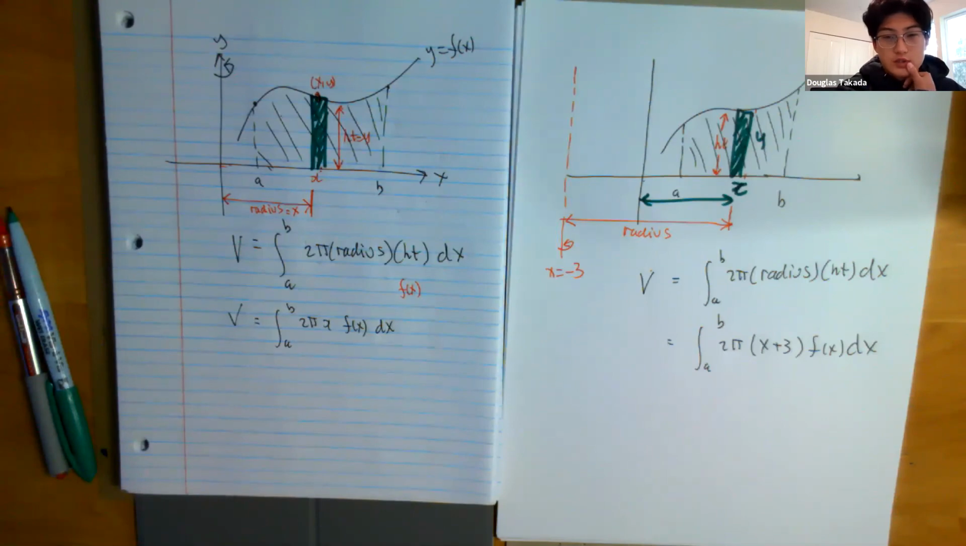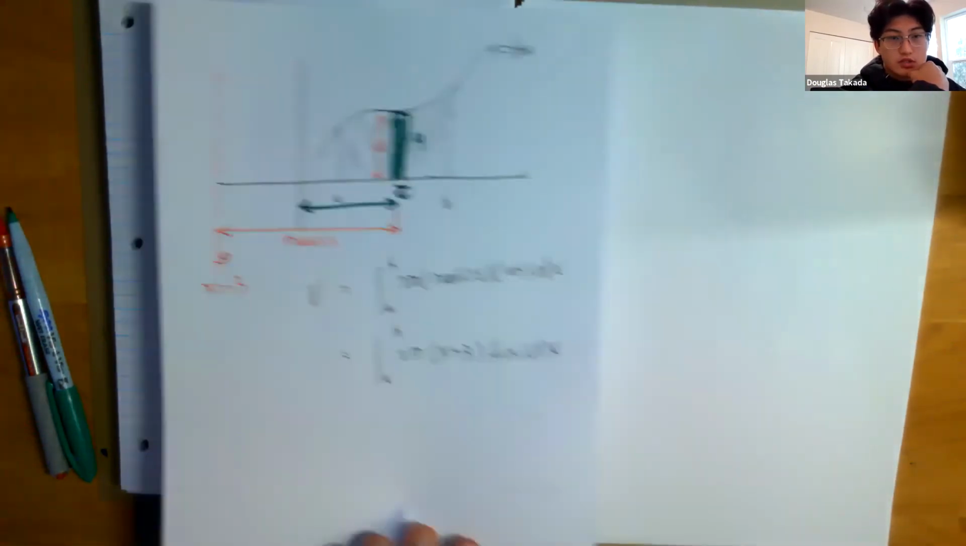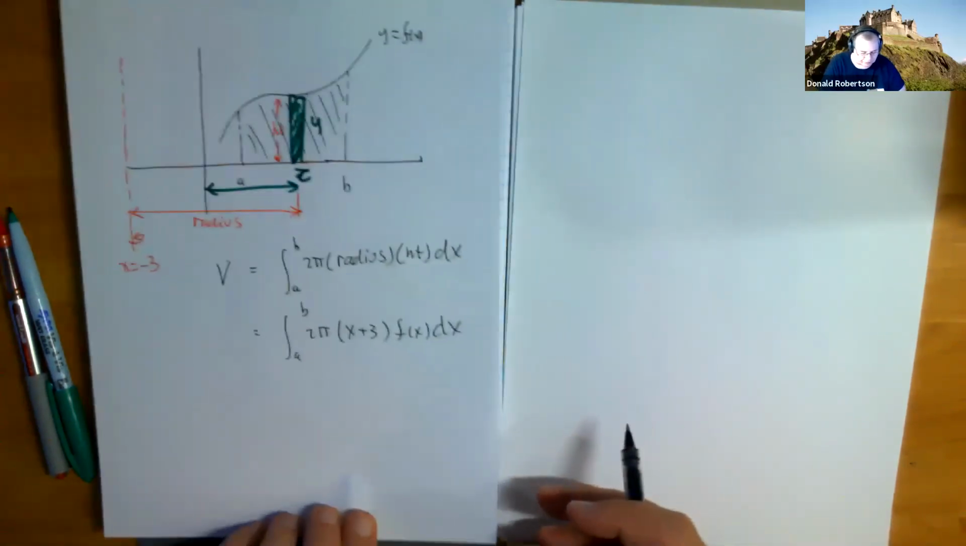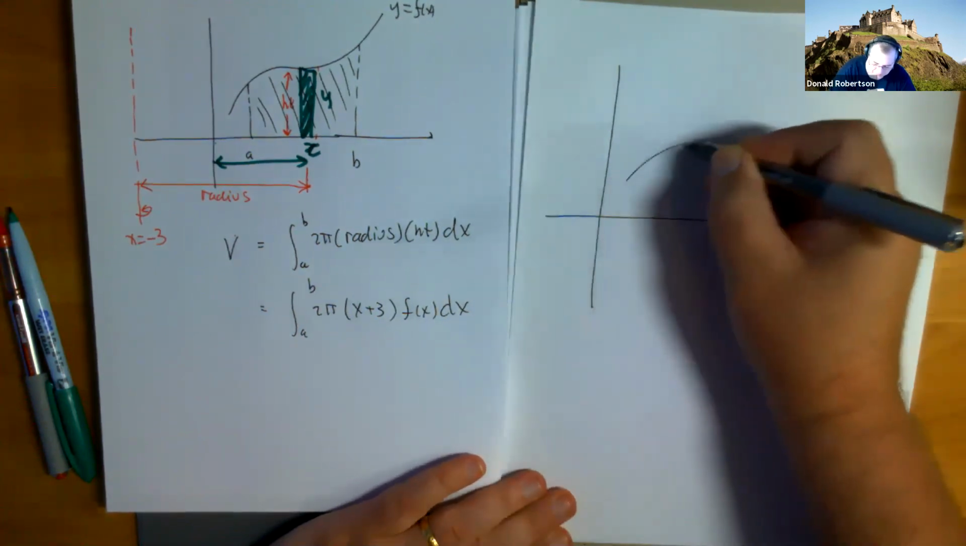Could you do like a really quick example of a subtraction one? Because that's the ones I'm having a hard time with. Is it just like? Yeah, yeah. The subtraction one is really just a matter of where the axis of rotation is.